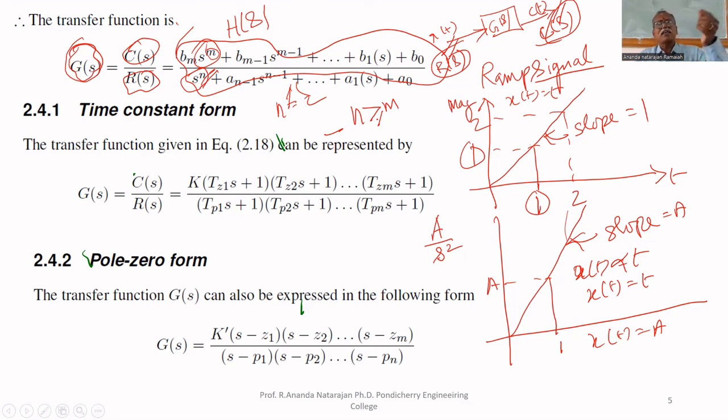So all physically realizable systems will have numerator degree less than denominator degree. So always m is less than n. If it is greater, it may not be a physically realizable system. By looking at the transfer function, we can say whether it is physically realizable or not. Not only this, many aspects are there that we will see later. So if numerator degree is less than the denominator degree, then it is physically realizable.